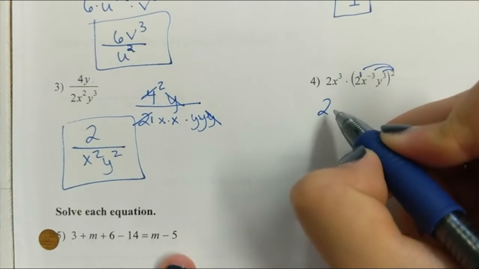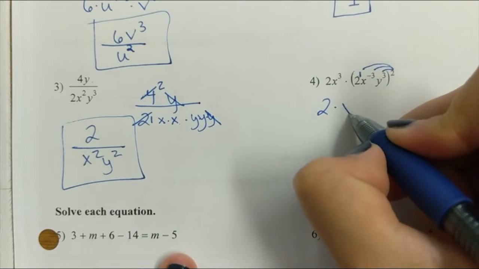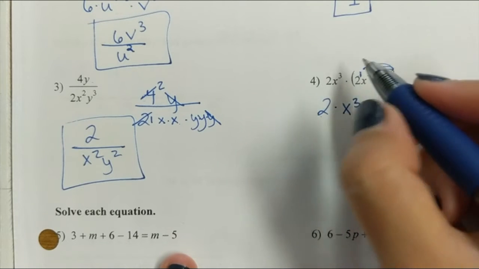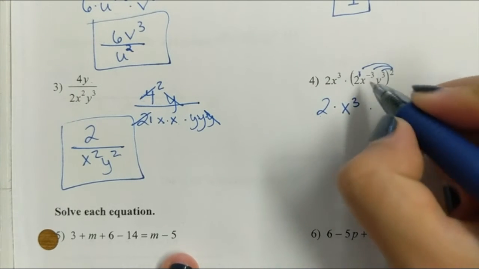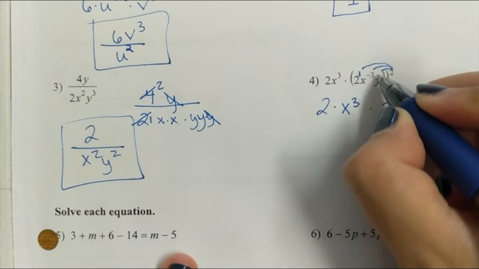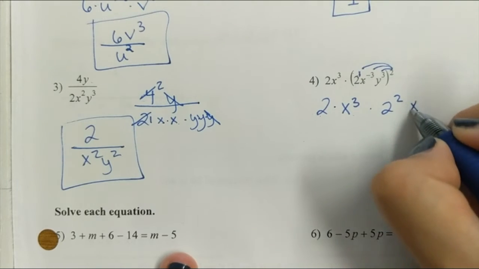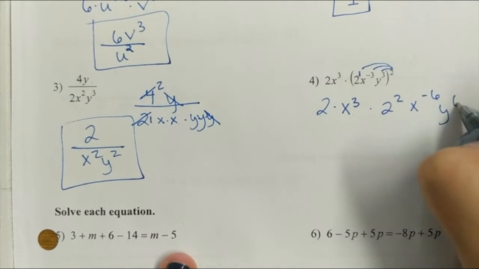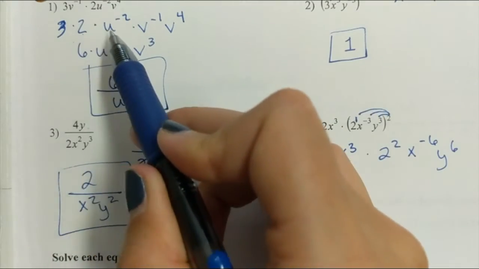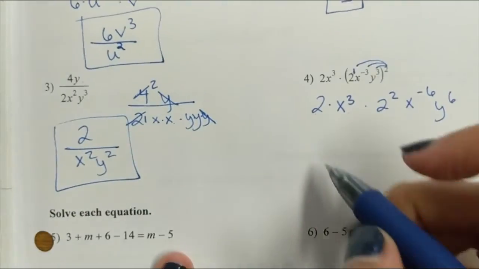So I'll drop down the 2x squared. You can even put a dot in between just to remind yourself, hey, this is a 2, this is an x cubed. Sorry, I said squared, I meant cubed. All right, now 2 to the 1 times 2, so 2 to the 2. X to the power of -6 and y to the power of 6. All right, now I'm going to rearrange like I did here. Put the numbers and then in alphabetical order.